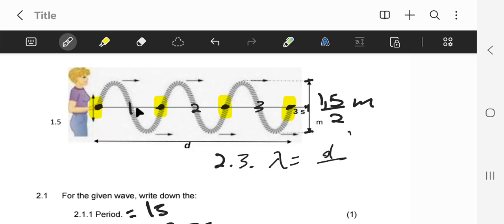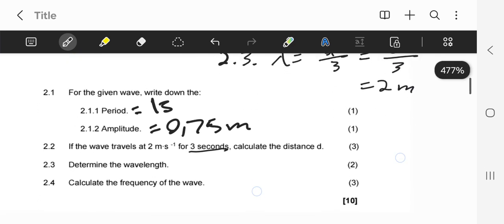How many wavelengths do we have? We have 1, 2, 3. So it's 3. What is our distance? Our distance is 6 divided by 3. 6 divided by 3 is going to be what? It's going to be 2 meters. So our wavelength, guys, is 2 meters. I hope you understand how we work this one out. Let's move on to the next question.